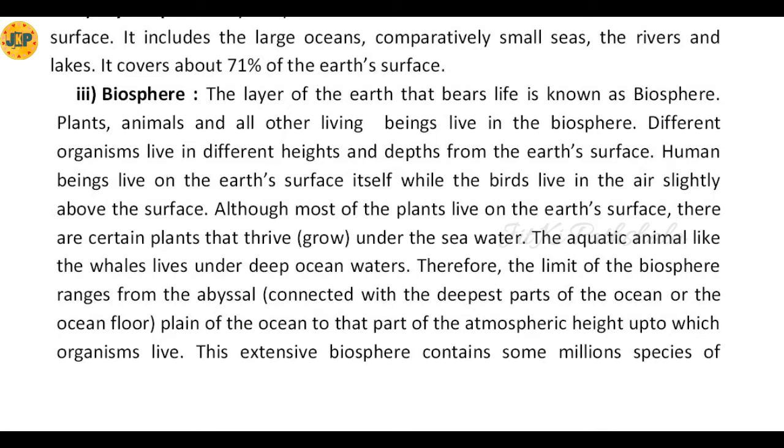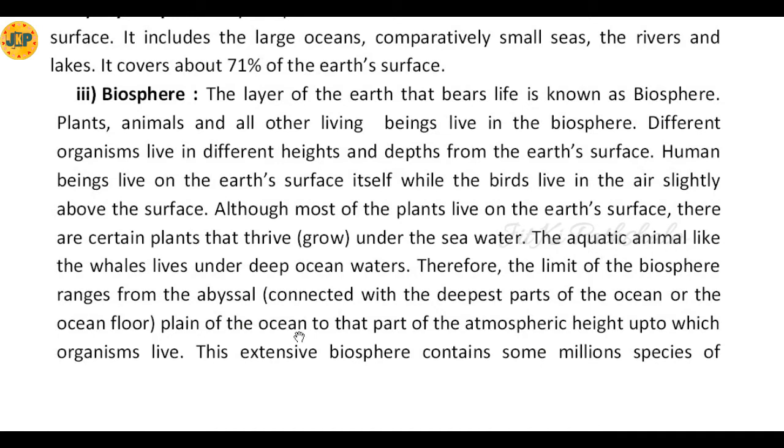Human beings live on the earth's surface itself, while the birds live in the air, slightly above the surface. Although most of the plants live on the earth's surface, there are certain plants that thrive, that means that grow, under the sea water. Okay, life we can find in many places. For example, human beings survive on the earth's surface. Similarly, birds live in the air, slightly above the surface of the earth. Similarly, we can also find different kinds of plants on the earth's surface, and there are also some plants that are found under the sea water. The aquatic animals like the whales live under deep ocean water.